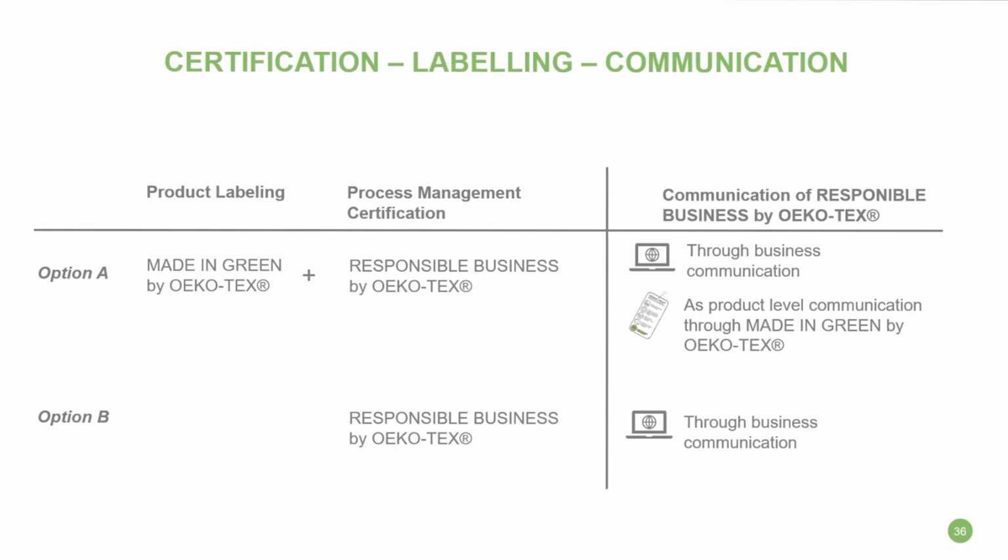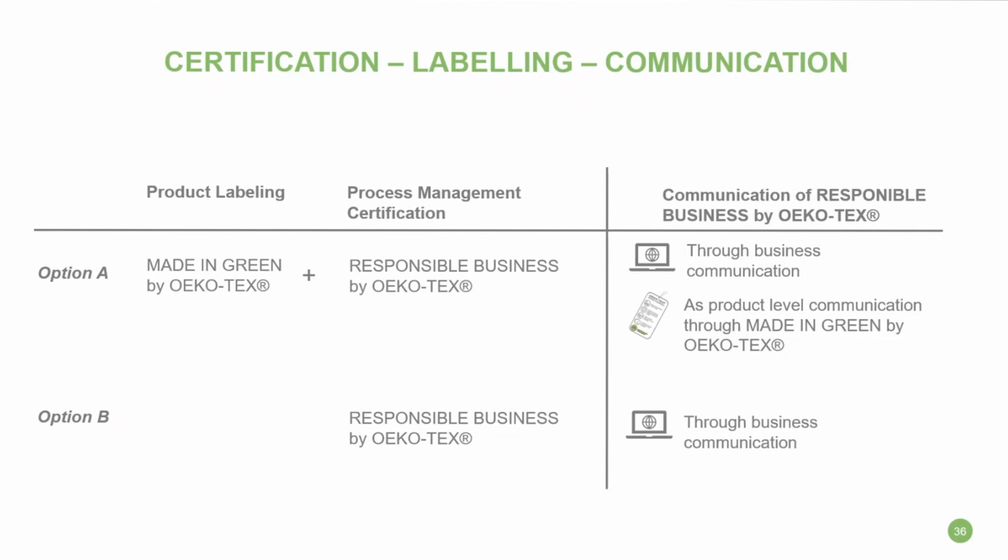Now, this certificate is not, as most other OEKO-TEX certificates, a product-specific certificate or a manufacturing facility-specific certificate. It's really for your own responsible business practices throughout your supply chain, which is why you will not be able to really link it to any of your own products, which you can see here in option B, but you will receive the certification and the label, and you can communicate this through your business communication.